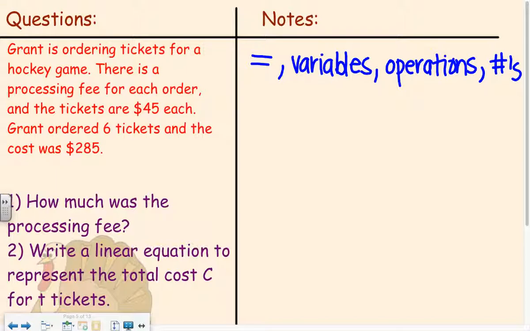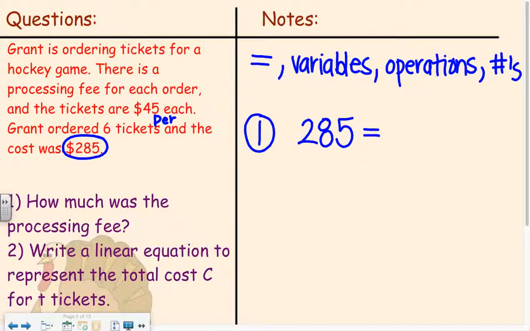All right. So, we know that the total cost was $285. So let's put that 285 next to our equal sign. All right, let's look at what else we have. Tickets are $45 each. So each is kind of like per. And remember we said we have to multiply for per. So $45 per ticket, so 45 times T, but we already know how many tickets Grant ordered. He ordered 6 tickets. So right away, I can plug in a 6 there.